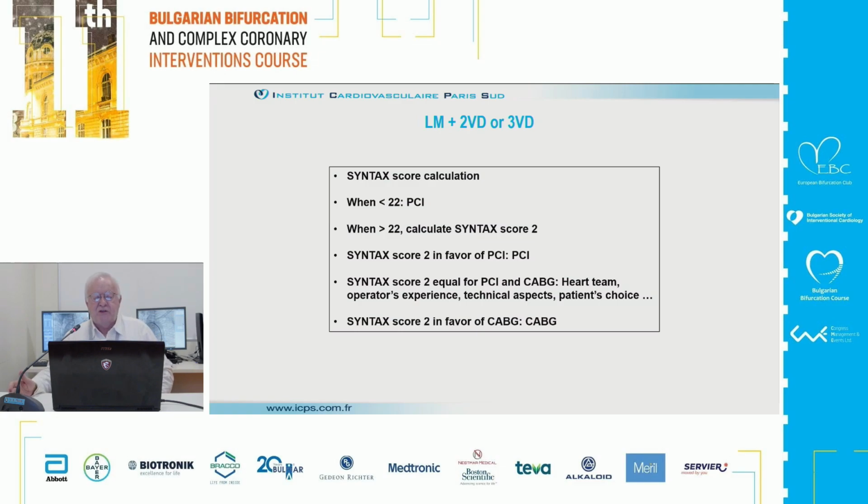When you have more than 22, you have to perform the SYNTAX score, which gives you the mortality at 4 years for CABG and for PCI. When the SYNTAX score is in favor of PCI, you perform PCI. When the SYNTAX score is in favor of CABG, you do a CABG. When you have a SYNTAX score which is equal, then this is the place of the heart team to discuss the case with surgeons regarding operators' experience, technical aspect, and patient choice.